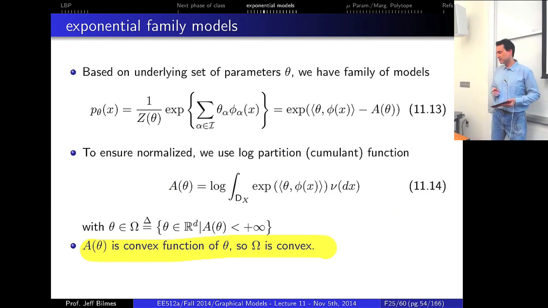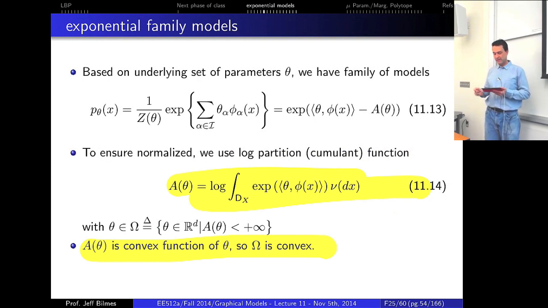Oh, the other thing, yes, this is really important. The log partition function is convex. It's a convex function of theta. And that's just basically looking at this expression. It's the log of a sum of exponentials. That's a known convex function. And so therefore, this means that omega, this domain, is a convex domain. So that will be very powerful for us.